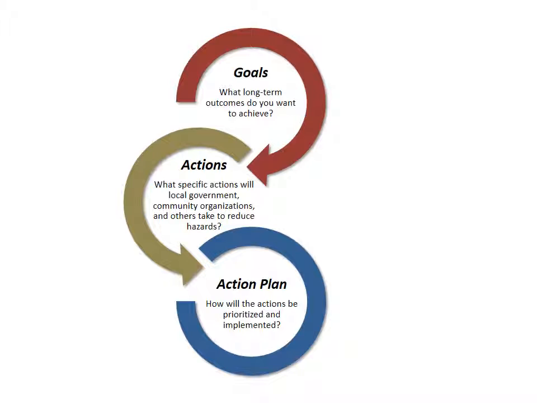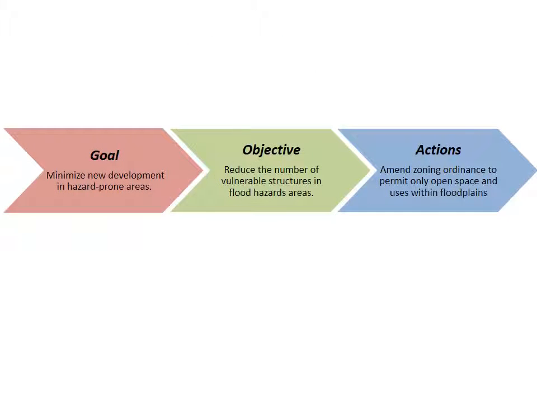Objectives are more specific than goals. What actions will local government and community organizations take to reduce hazards? And how will those actions be prioritized and implemented? So when you look at the forms, you'll see that they're laid out very clearly in goals and objectives.